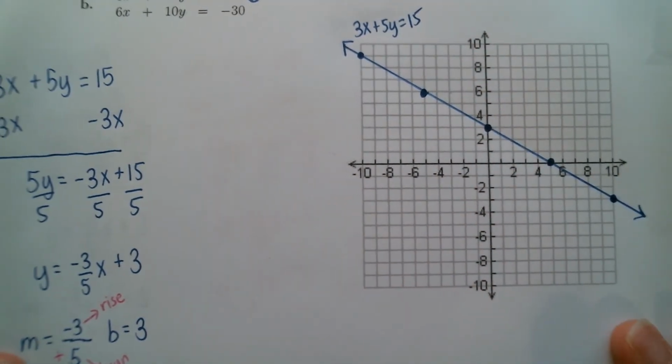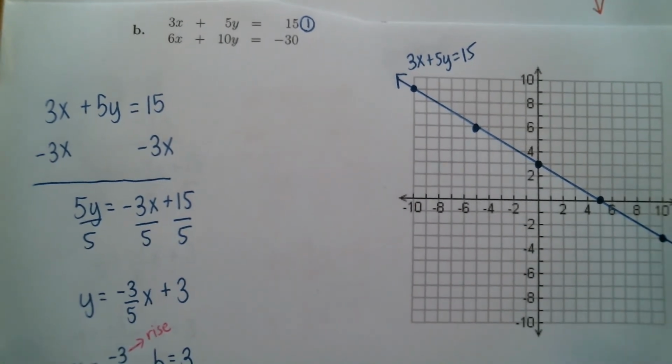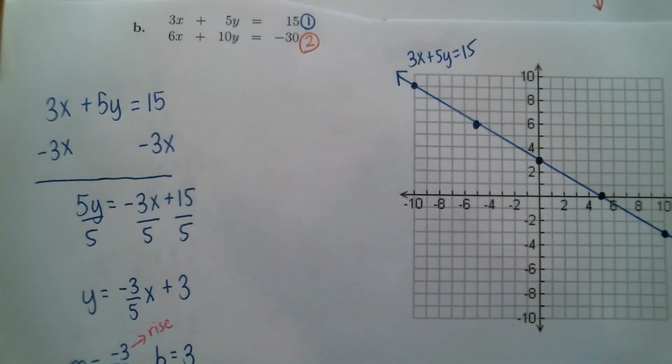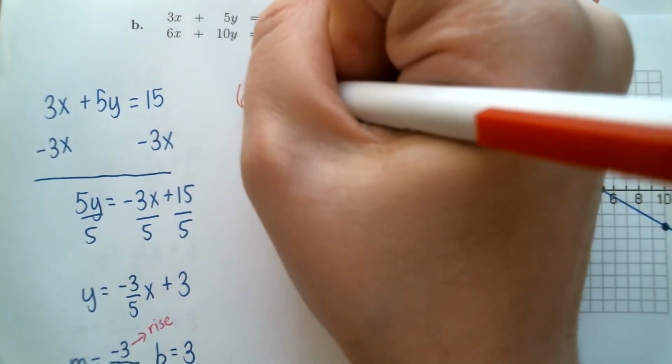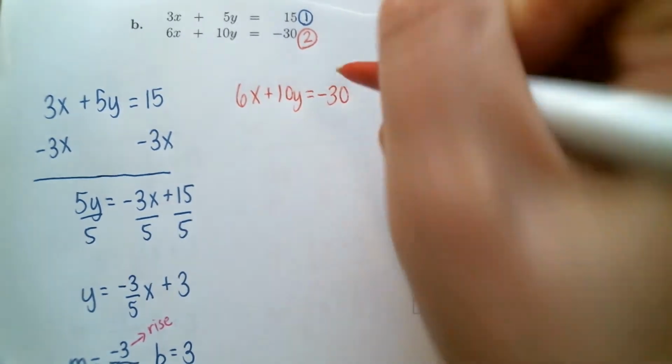All right, so now let's go back and deal with the second equation. The second equation is 6x plus 10y is equal to negative 30. I'm going to put that one in red. Again, we need to solve this for y. So I'm going to write it down: 6x plus 10y is equal to negative 30.